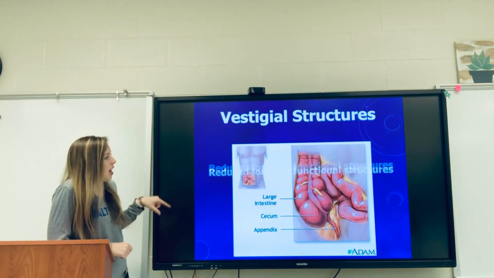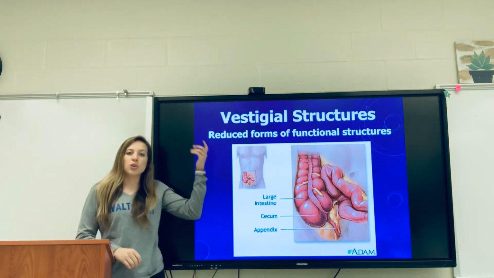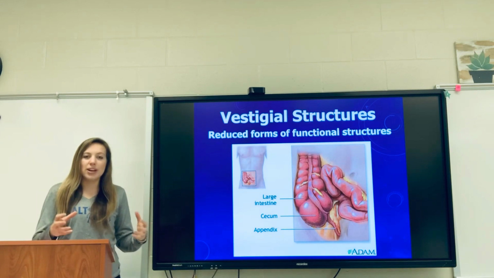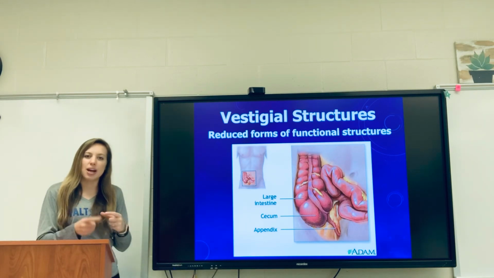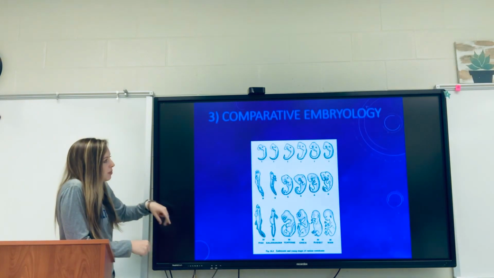Vestigial structures, this is reduced forms of functional structures. So just like we saw in our pelvis, it's something that was a full-blown pelvis used for land, and then it was kind of just a vestigial, smaller, reduced form of that.